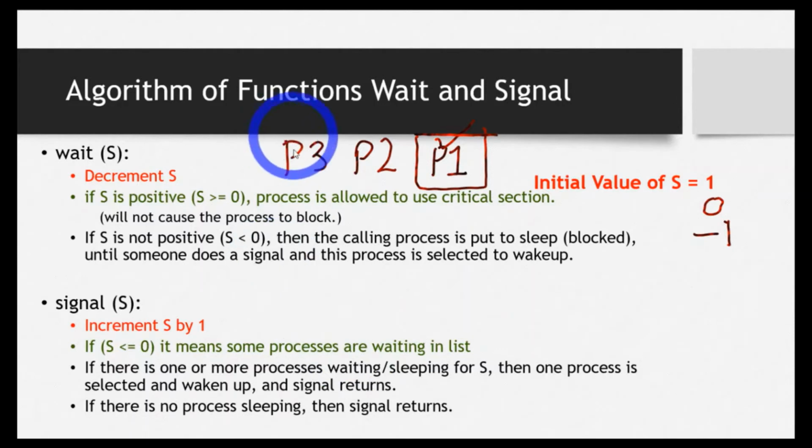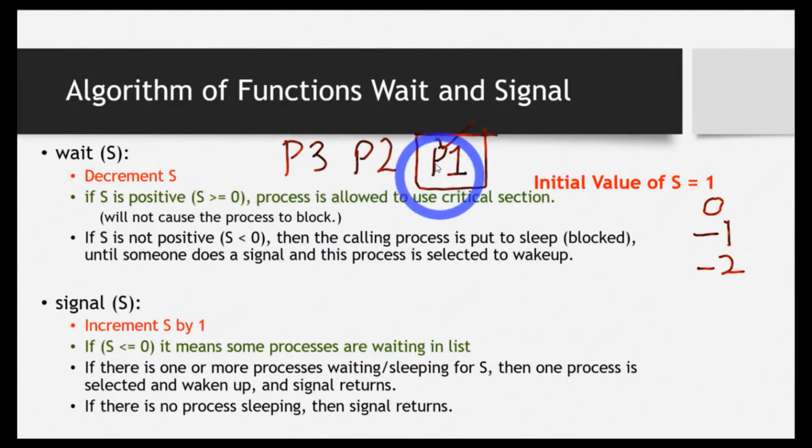Let's take the example of this process too. So when P3 comes again, wait will be called and S will be decremented. Since it is -1 now, it will become -2. After it becomes -2, this condition will be checked and obviously it is false. This condition is true. Again, P3 will be blocked and put to sleep. So these two processes are blocked right now and they are waiting for this critical section.